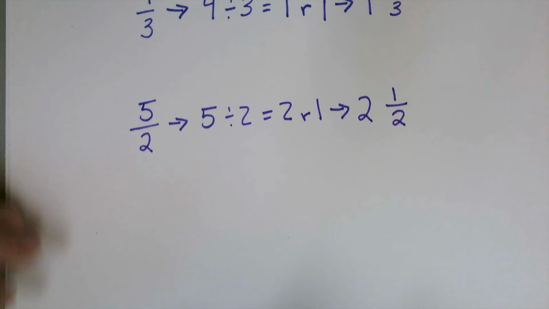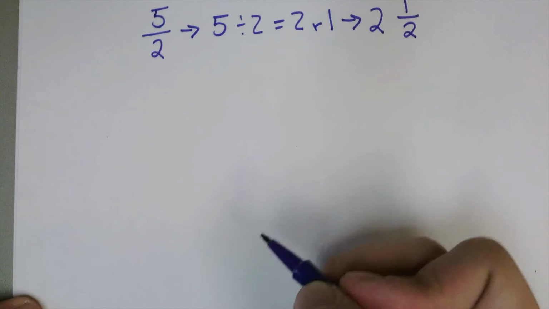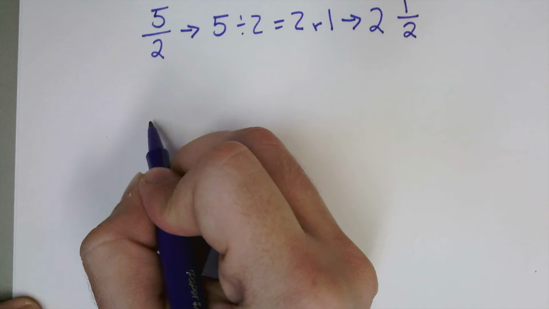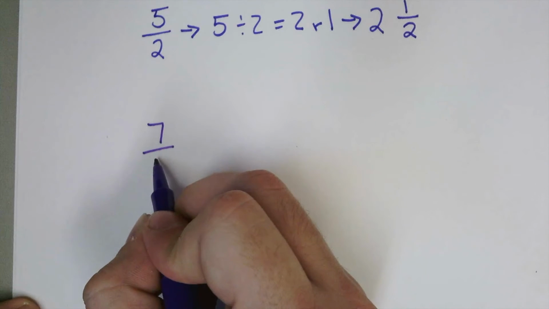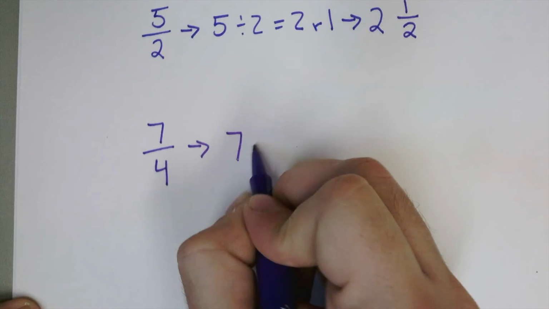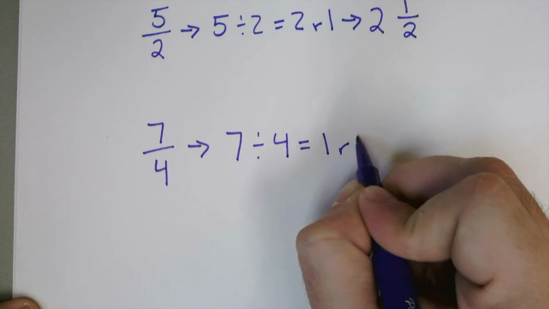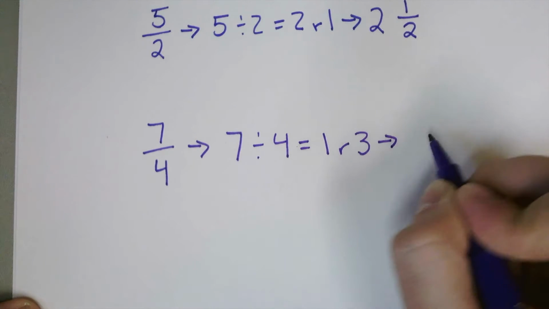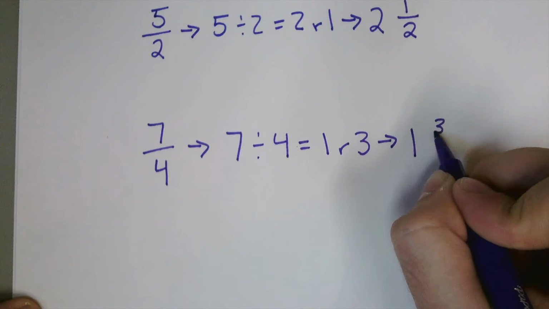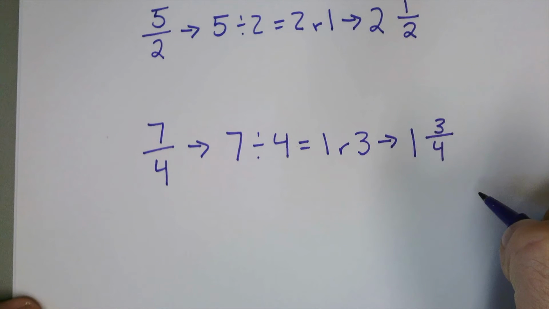I'm going to do one more example, and then I'm going to show you one other part to this. All right, let's try the fraction 7, let's say, fourths. Now, 7 fourths is going to be 7 divided by 4, which equals 1 remainder 3. This 1 remainder 3 shows 1 whole, 3 extra parts, and then it takes 4 to make a whole, so it becomes 1 3/4.